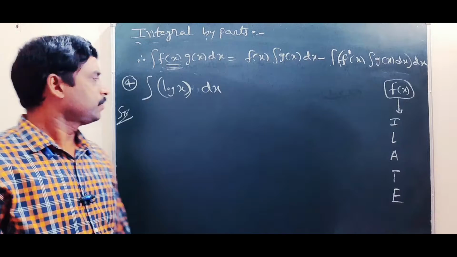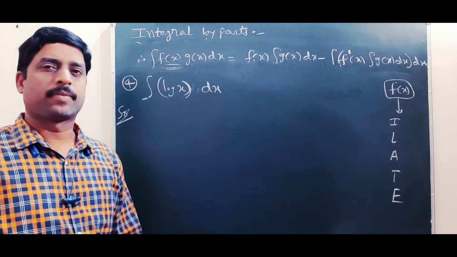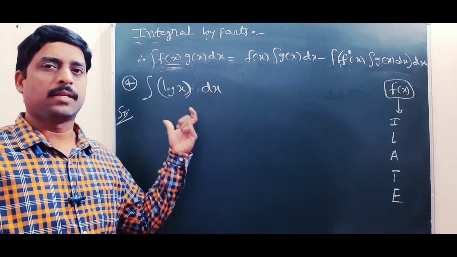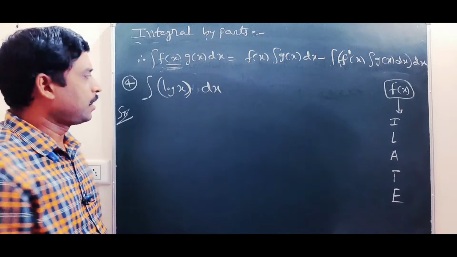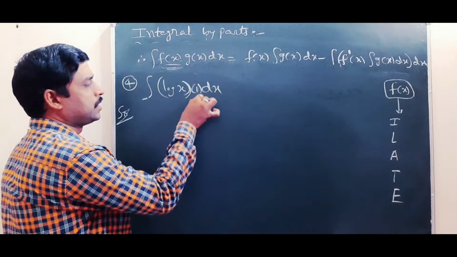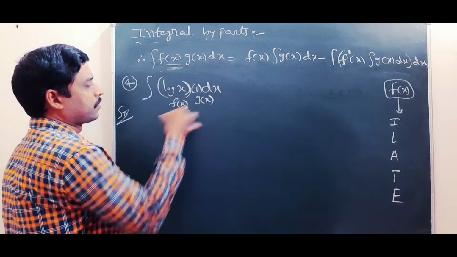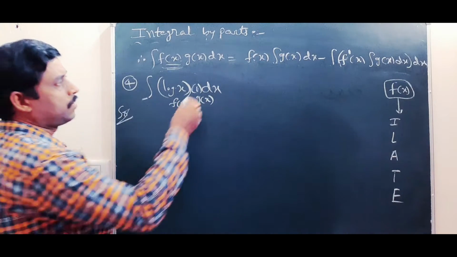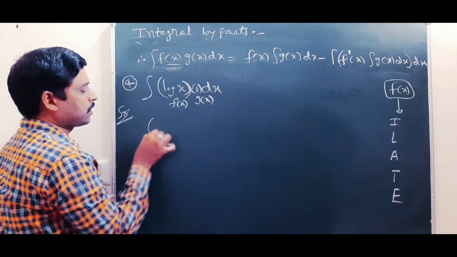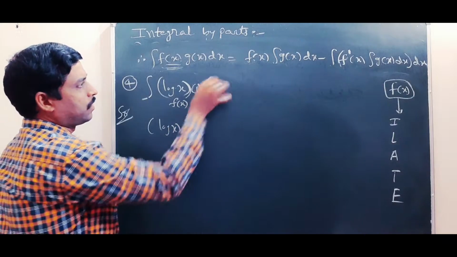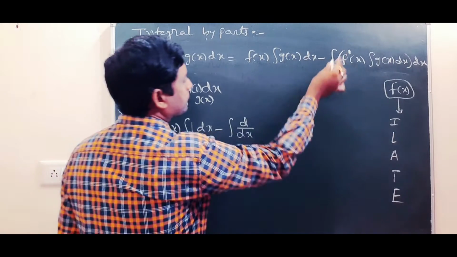Okay, let us go to the next problem. Integral log x dx. If one of the functions is not directly integrable and there is no other function, let us take unity as g of x. So log x, let us take as f of x. What is the formula? Integral f of x dx is equal to f of x into, where f of x is placed, we write log x. So log x into the integral of 1 dx minus, so d by dx of f of x.